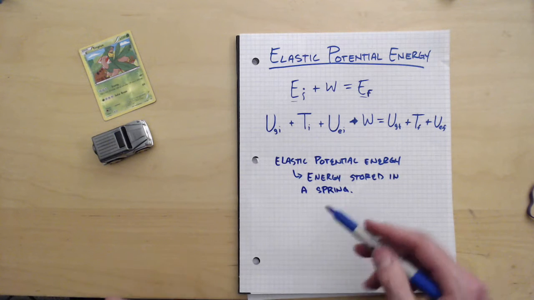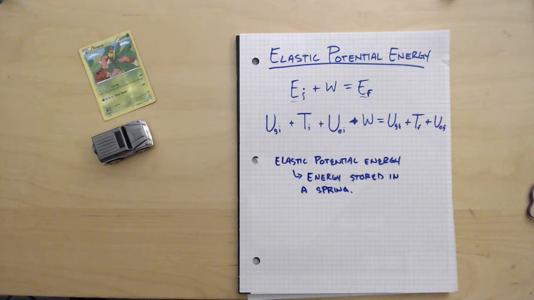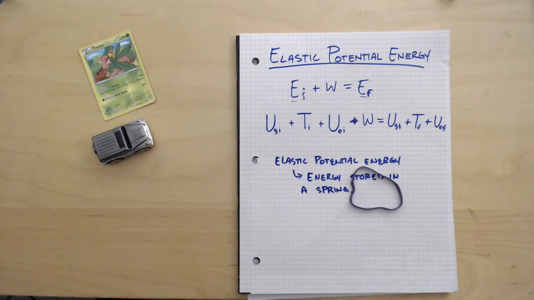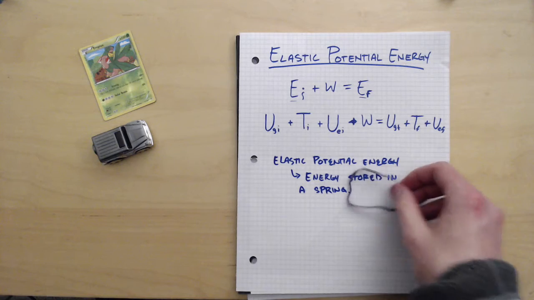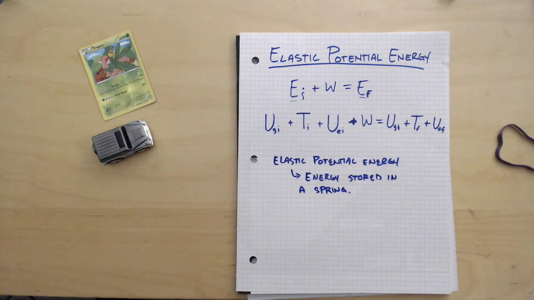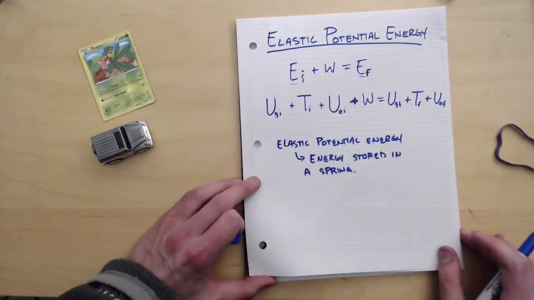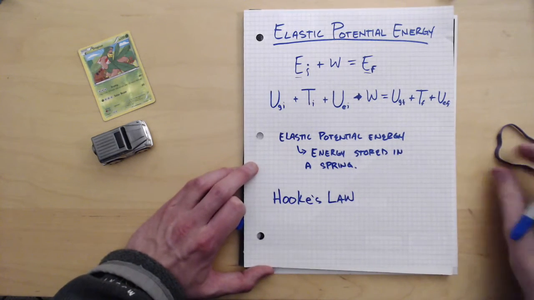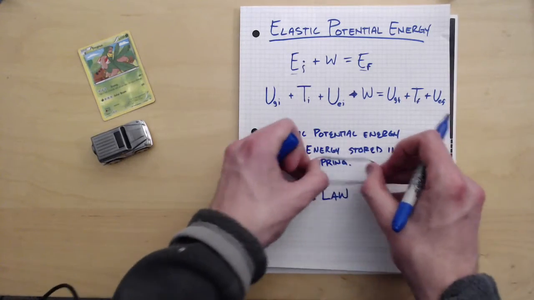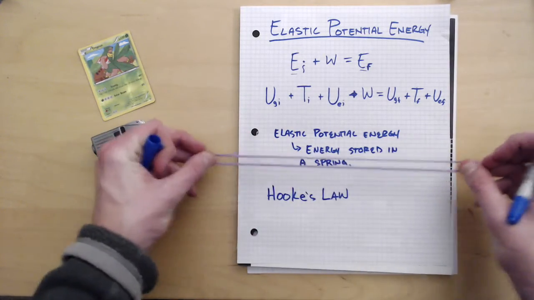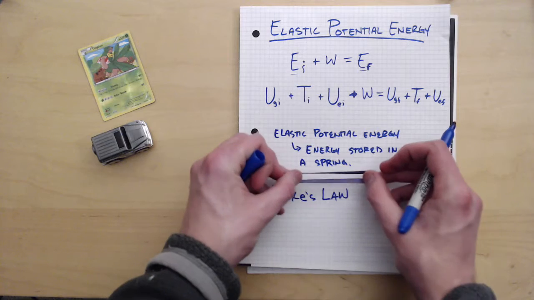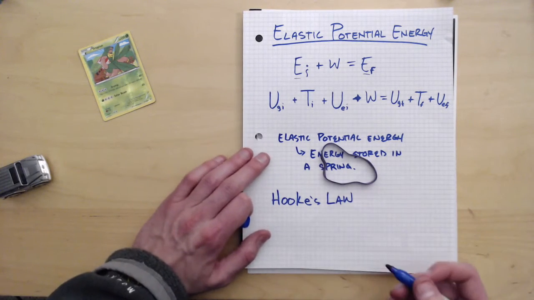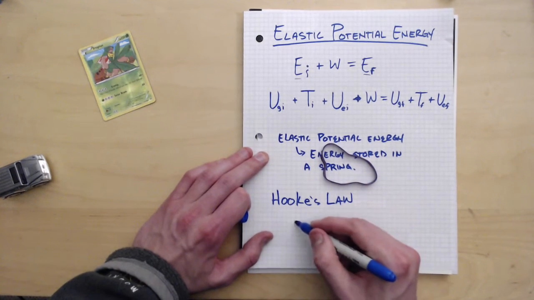So energy stored in a spring. And of course we can model a spring with a rubber band. So the first thing that we need to look at here is something called Hooke's law. And Hooke's law goes something like this. If you have a rubber band or a spring or whatever it may be, and you are stretching it and looking at the force required to stretch it, you can describe a spring by the following equation.